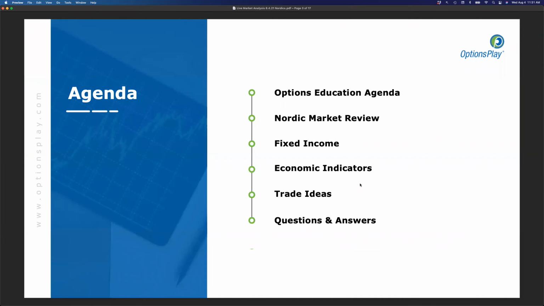So today what we're going to do is start off by taking a look at just the overall options education agenda, because today we're going to discuss a few options strategies that we're going to look at when we look at the ideas. So if you want to review these options strategies and you want to learn more about them, whether it's a first-time options investor or if you're an experienced investor and you're trying to brush up on your technique or your best practices, we'll show you how to access it.